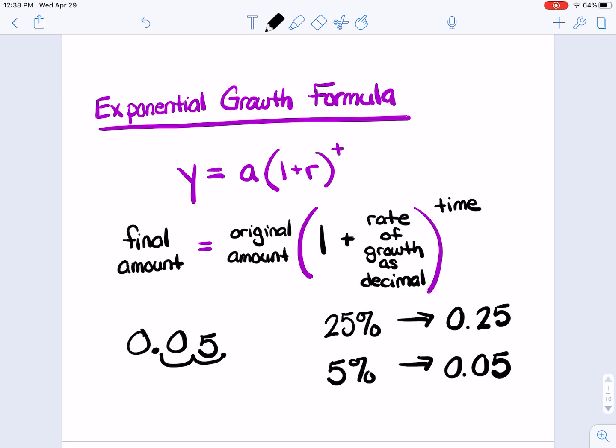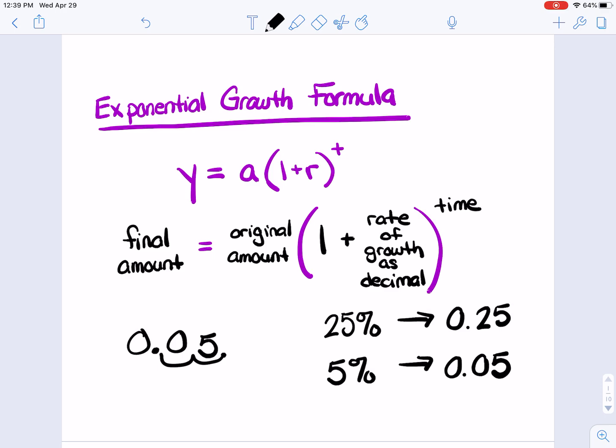It's going to get added to 1. It's always added to 1 because that's what's going to put it over the value of 1 in order to show that there is growth. Time can be different for any problem. Time could be minutes, it could be hours, it could be days, it could be years. Just pay attention to whatever the problem is and whatever the story may be.